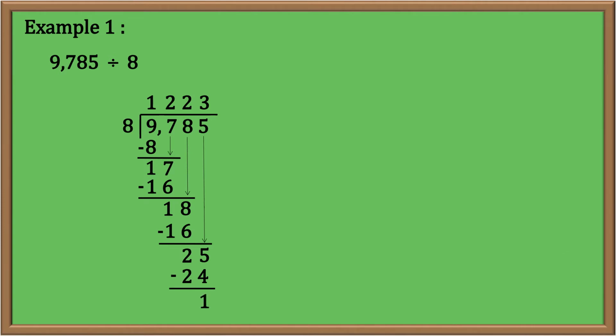So we have got our quotient 1223 and the remainder 1. Let's write the answer. Remember, in division you have to write Q as well as R. So we'll write Q is equal to 1223 and R is equal to 1.